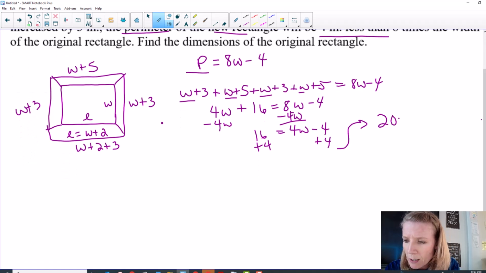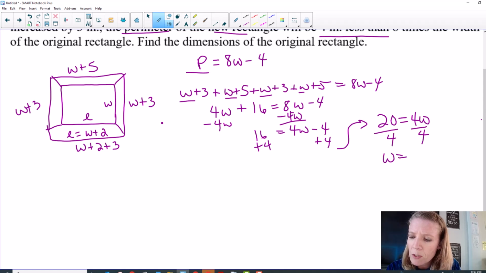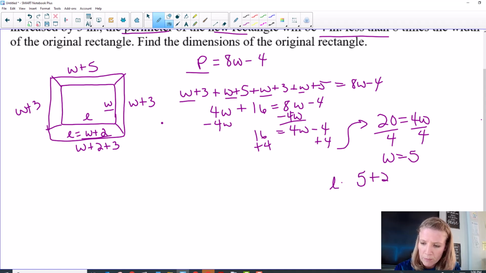So 20 equals 4w, divide by 4, divide by 4, w equals 5. So the dimensions of the original rectangle, w is 5, and the length is 2 plus that. So it'd be 5 plus 2, which is 7. So the length is 7. So it'd be the 5 by 7.